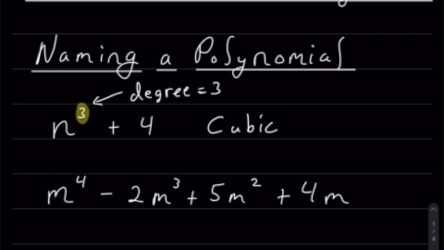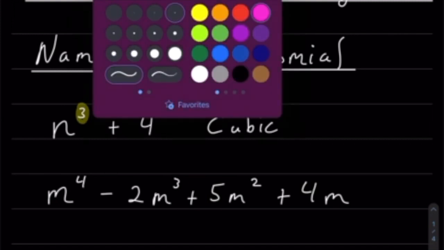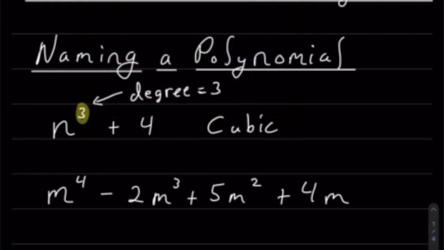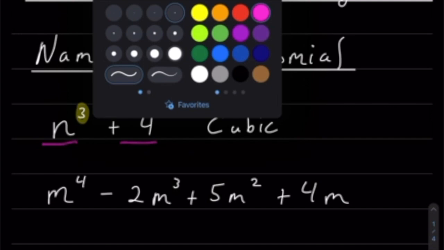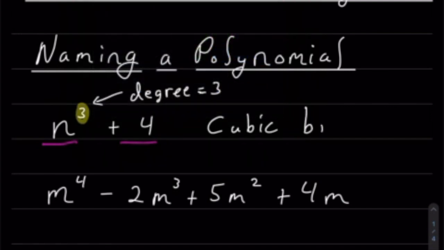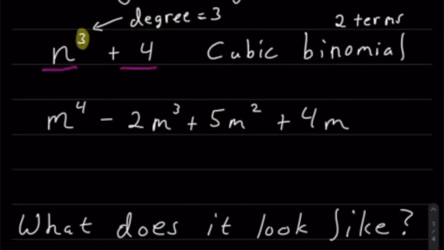But we also count the number of terms. And since this particular expression has just two pieces or two terms, we call it a cubic binomial. Binomial, the word bi means two. I think you know that. So a binomial has two terms. And so the name of this particular polynomial, n to the third plus 4, is that it is a cubic binomial.